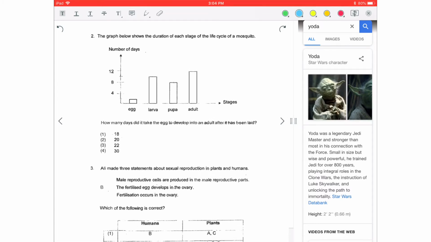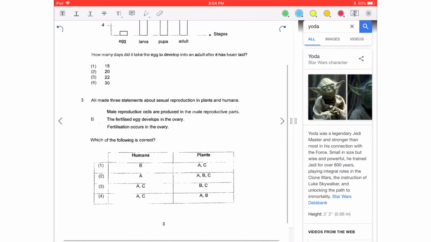Okay, let's take a look here. How many days did it take the egg to develop an adult after it has been laid? Egg to adult. So you have to add. So this one is 4, 12. First one is 2. Second one is 10, right? And then 8. 2 plus 10 plus 8, 20. Yeah, that's right. Next.